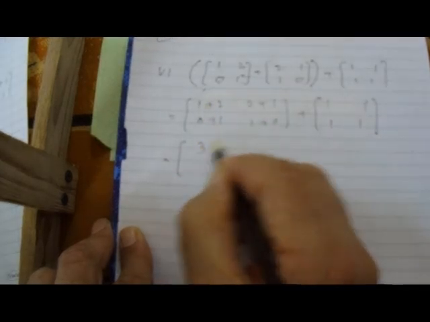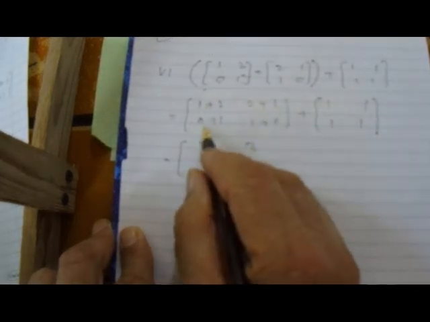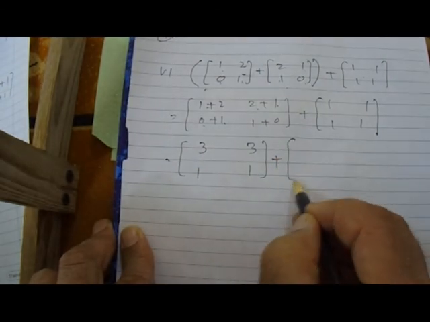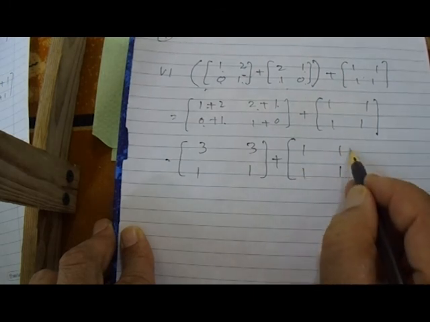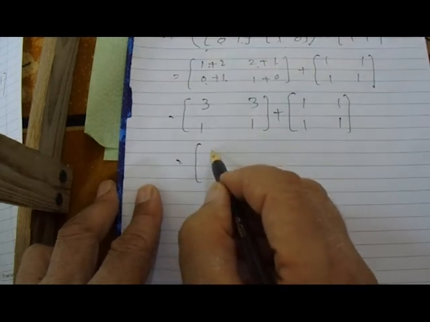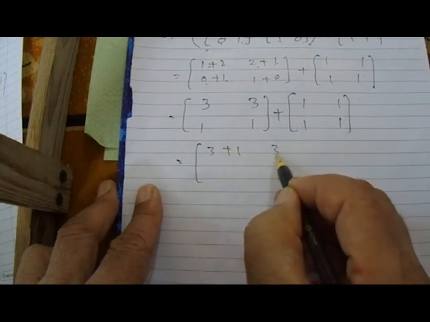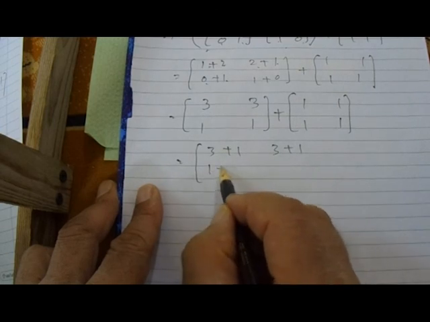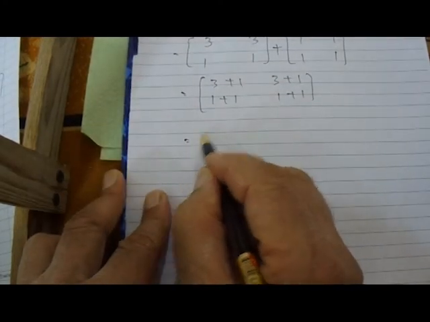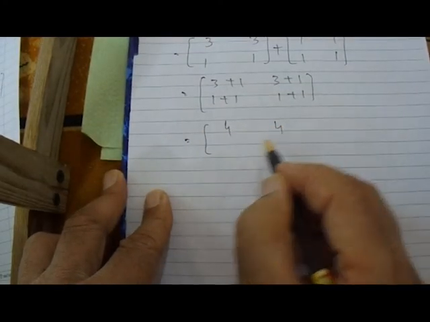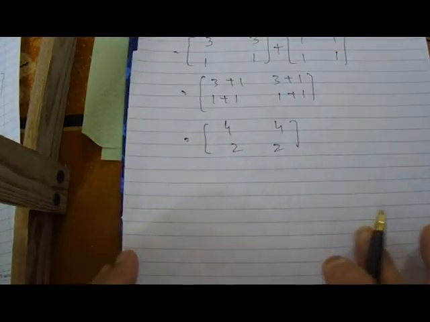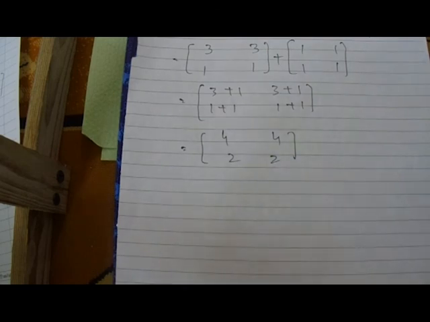1 plus 2 is 3, 2 plus 1 is 3 and 0 plus 1 or 1 plus 0 is 1. Now this plus 1 plus 1, 1 plus 1. Now both matrices we add corresponding elements: 3 plus 1 and 3 plus 1 and 1 plus 1 and 1 plus 1. Again we get the answer equal to 4 4 2 2. Now it is the last part of question number 3.